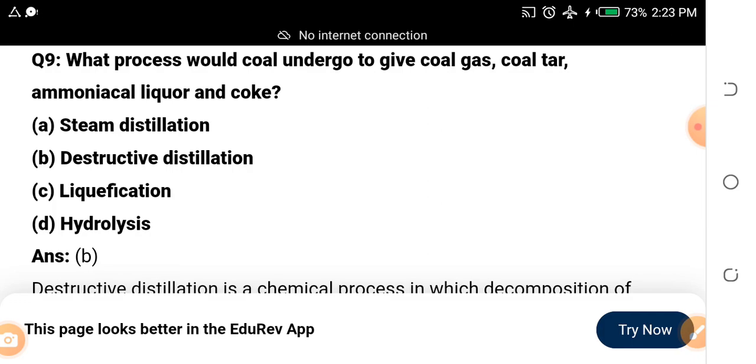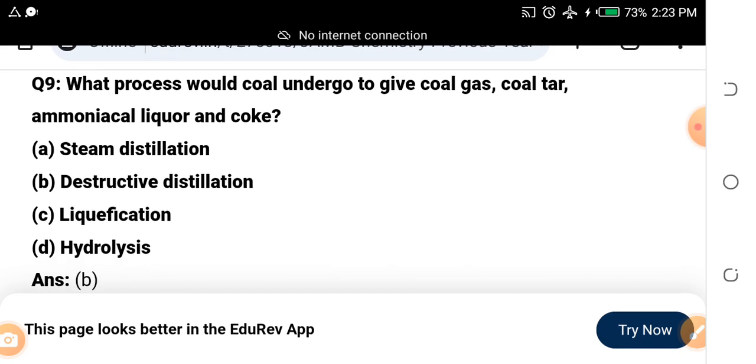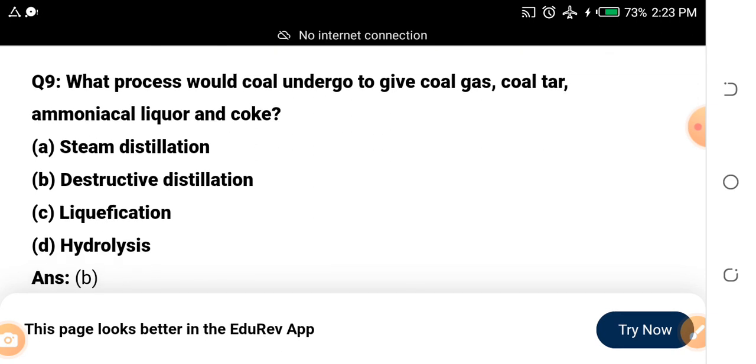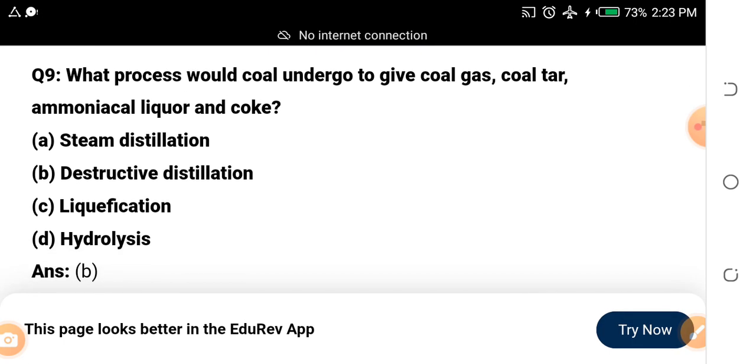Okay, let's proceed. What process would coal undergo to give coal gas, coal tar, ammoniacal liquor, and coke? You know, whenever coal is processed, it doesn't give just coal tar, it gives several other materials. The answer, is it A, steam distillation, or B, destructive distillation, or C, liquefaction, or D, hydrolysis? The answer is simple: destructive distillation.